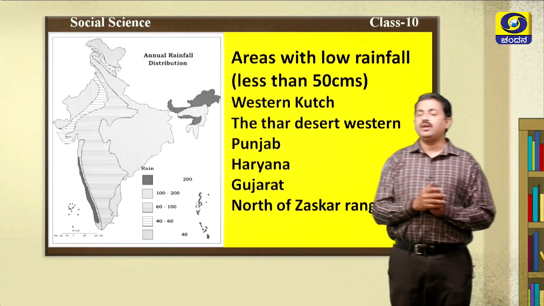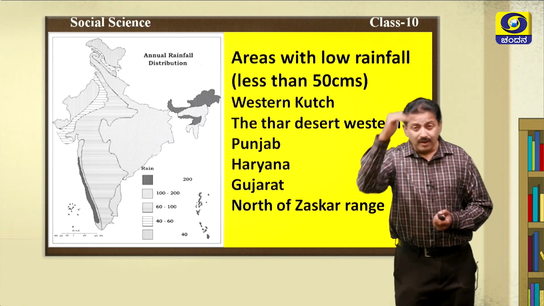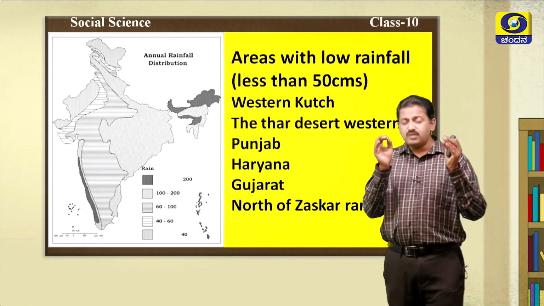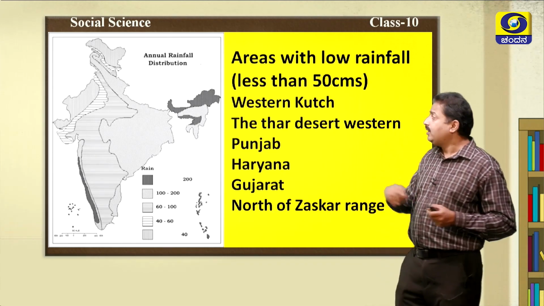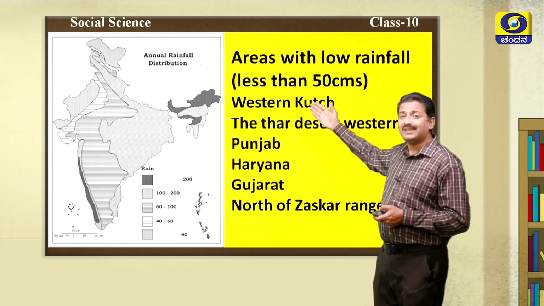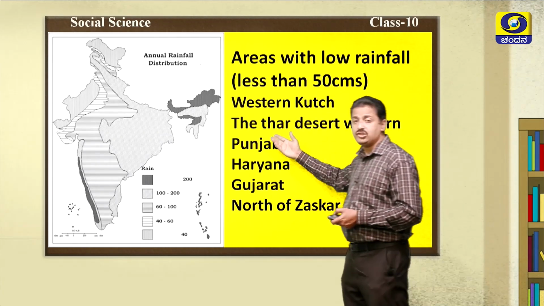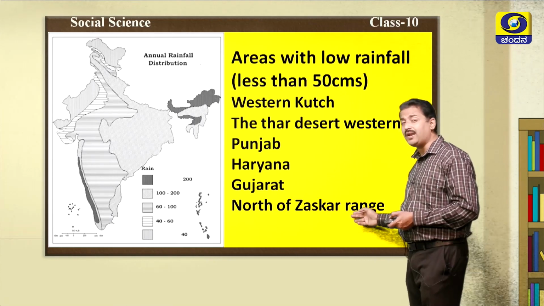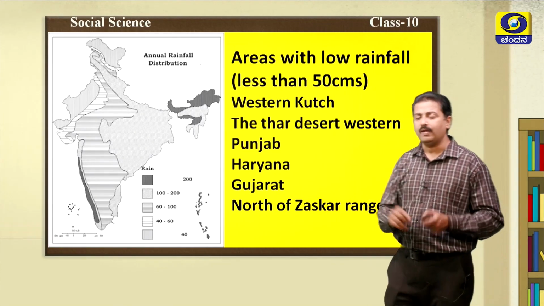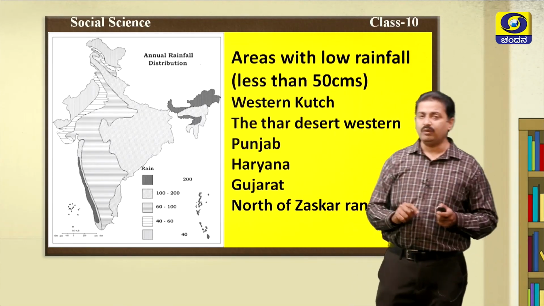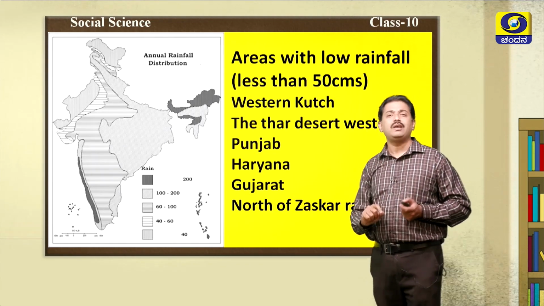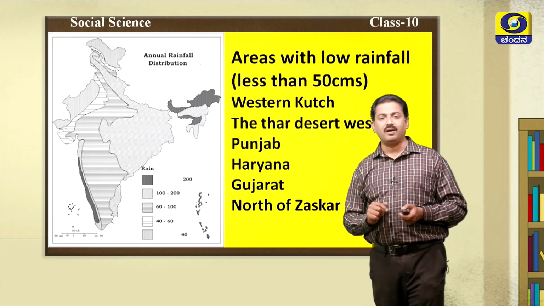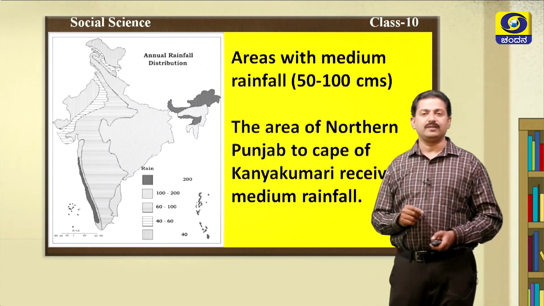Now let us learn one by one. The areas with low rainfall, that is just 50 centimeters of rainfall. Here, places like the Thar desert of India, Punjab, Haryana, Gujarat and north of the Zaskar range in the Himalaya receive low rainfall. Dear students, I am giving you an activity. You need to mark all these places on the map of India. Will you do it? I hope you do it all and it will help you a lot.